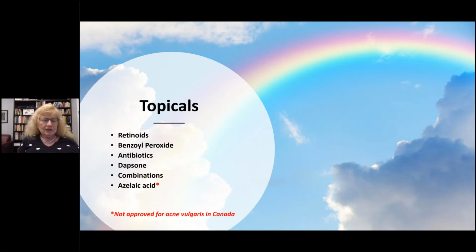So let's look at the topicals a little more closely. What do we have in our toolbox? We have retinoids, we have benzoyl peroxide, we have antibiotics, we have dapsone, which is marketed as Aczone. We have combinations of the above, and azelaic acid, which would be used off-label in Canada.